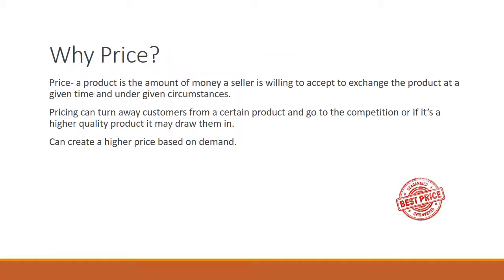Pricing. Price of a product is the amount of money a seller is willing to accept to exchange the product at a given time or under given circumstances. Now, this can be based upon demand, it can be based upon geography, or it can be based upon competition. This is always something that has to be kept in mind. Let's say chips are $2.50 in one area, and in another area they're $3.80.